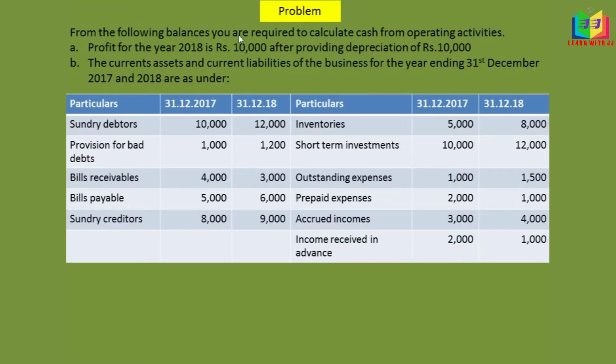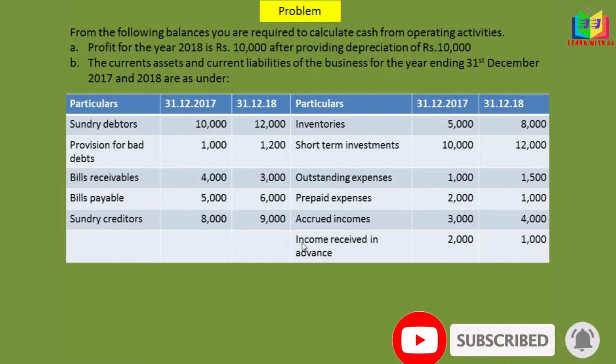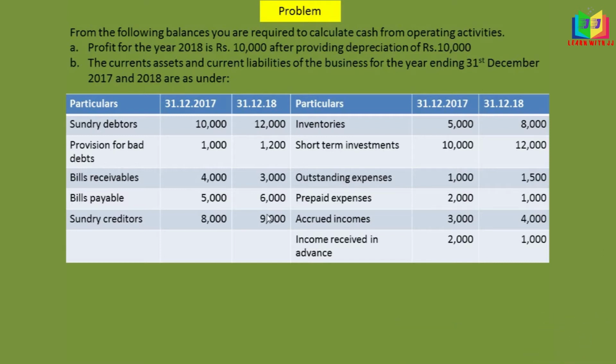From the following balances you are required to calculate cash from operating activities. Profit for the year 2018 is rupees 10,000 after providing depreciation of rupees 10,000. The current assets and current liabilities of the business for the year ending 31st December 2017 and 2018 are as under. In this problem the profit was given and this is after the depreciation, and the current assets and current liabilities for the 2-year period were given. Using this we have to find out the working capital changes. Let's start doing the problem as per the format.